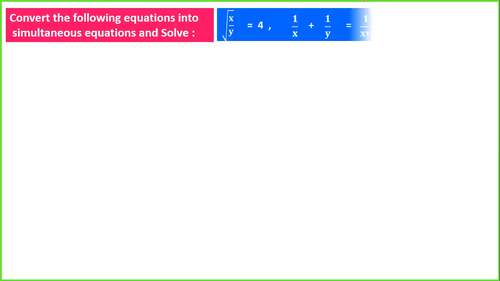So the sum is for 3 marks. Now students, the question says, convert the following equations into simultaneous equations and solve. It says root of x upon y is equal to 4 and 1 upon x plus 1 upon y is equal to 1 upon xy.